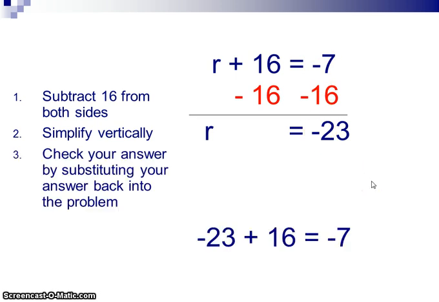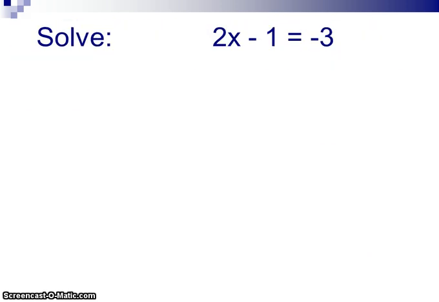Okay, and you can always check your answer when doing these. This is the great thing about it. If I plug r equals negative 23 into this equation, well, negative 23 plus 16 equals negative 7. If you plug your answer back in and the left side doesn't equal the right side, well, then you know you've done it wrong. In this case, we've done it right.